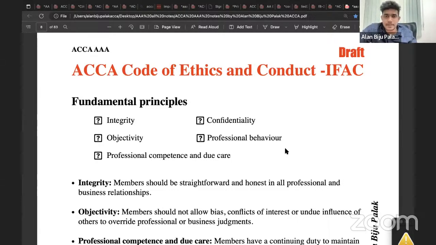So what do you mean by integrity? Straightforward and honest. Yes. Whenever an auditor performs an audit, they should always be straightforward and honest in all their professional and business relationships.